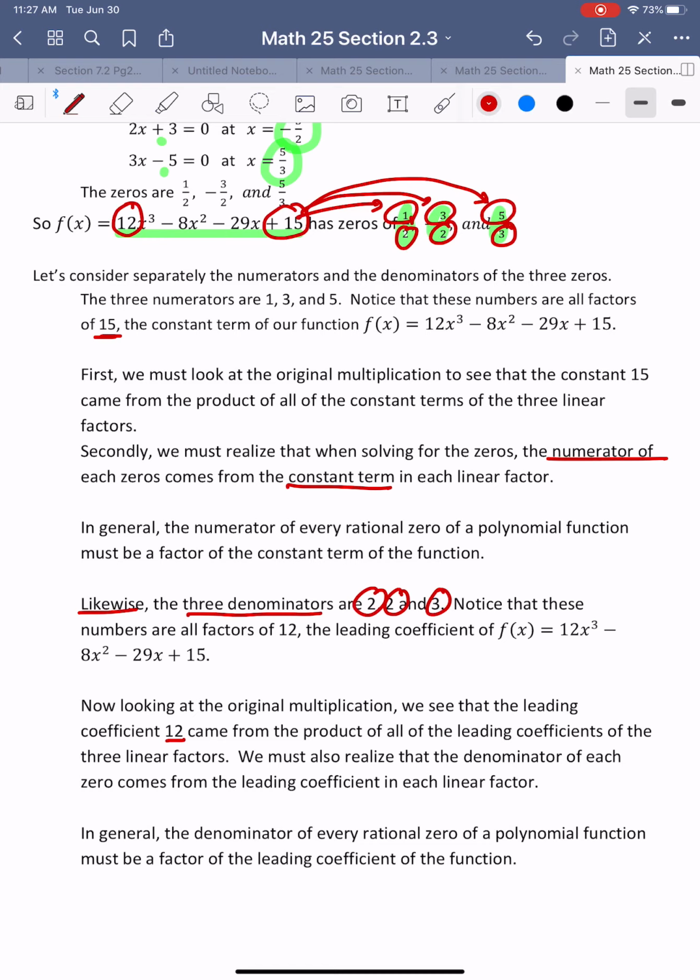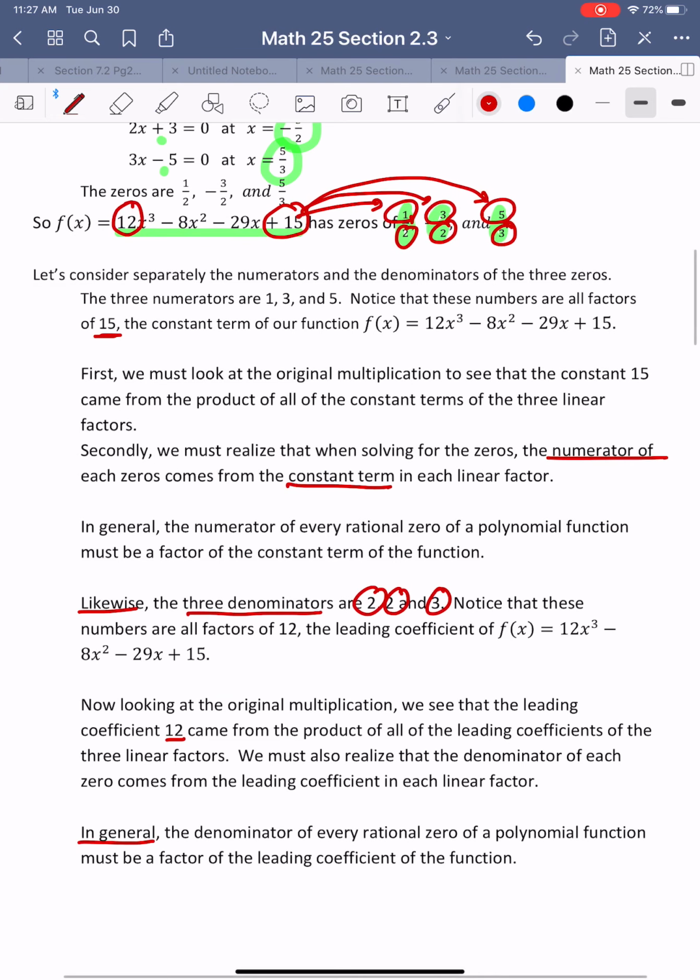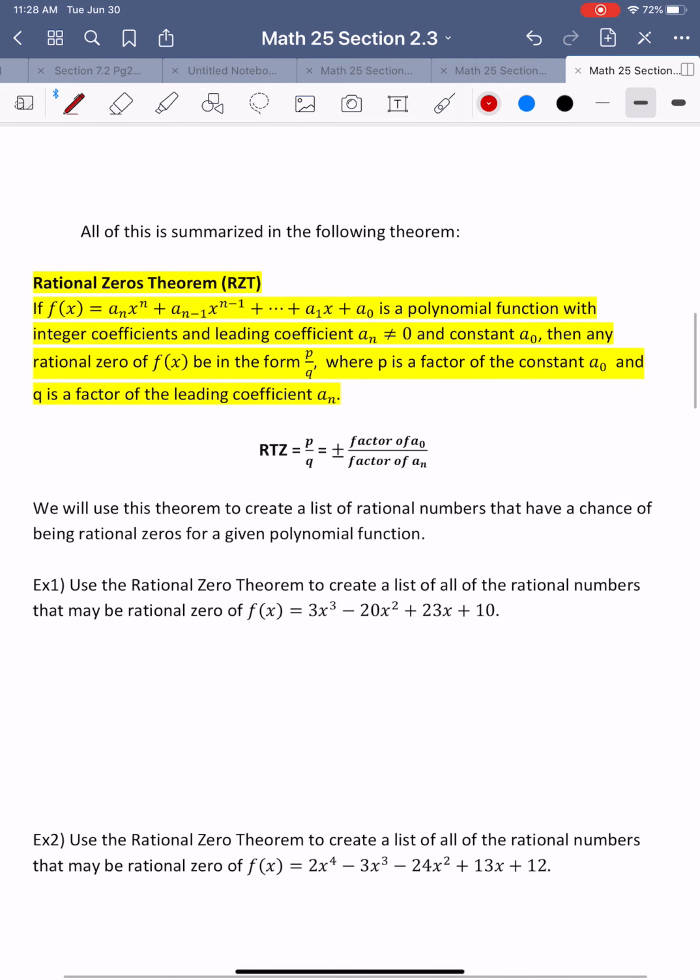So we must also realize the denominator of each zero comes from the leading coefficient in each linear factor. In general, the denominator of every rational zero of the polynomial function must be a factor of the leading coefficient of the function. So we just look at what zeros should be available for the polynomial, as a numerator and a denominator as a ratio, okay? Let's look at the next page.